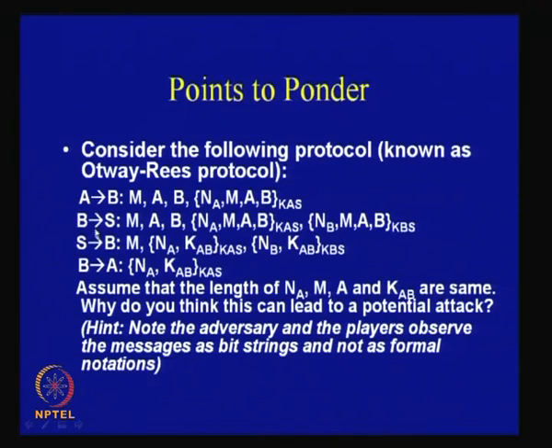As a hint, you can note that the first message and the third message have a similarity, that is, this part and this part. You can observe that this packet and this packet have all been encrypted by KAS. So, you can ponder whether this fact can be exploited for developing an attack, and also note that the adversary and the players observe the messages as bit strings and not as formal notations.